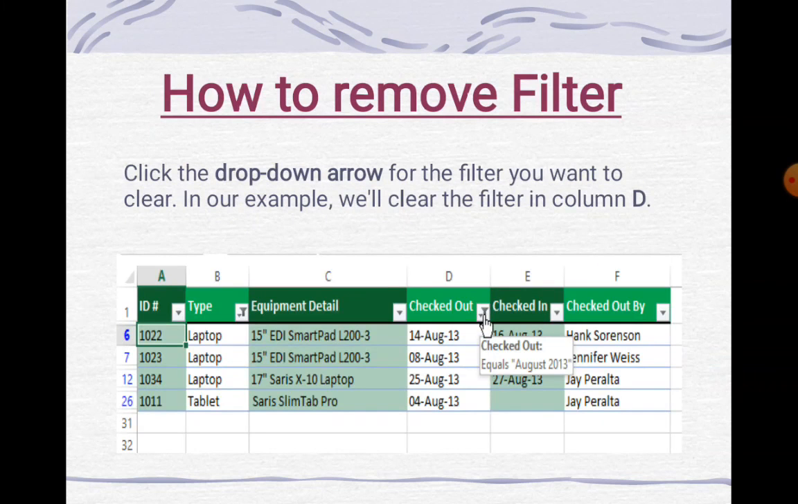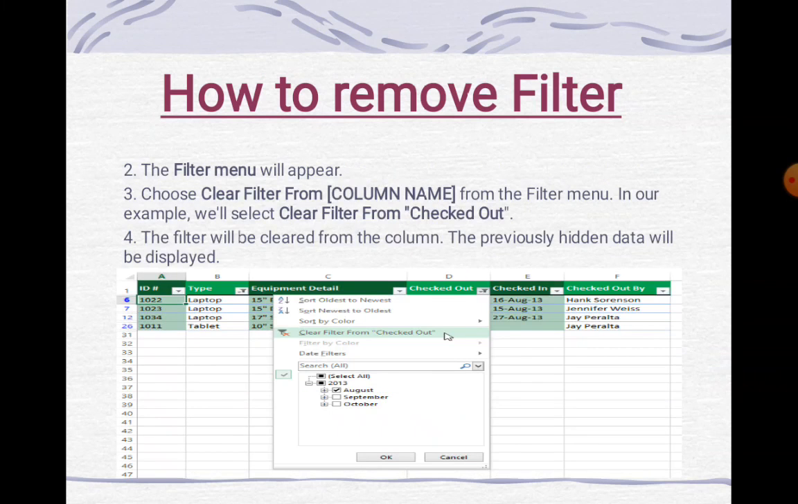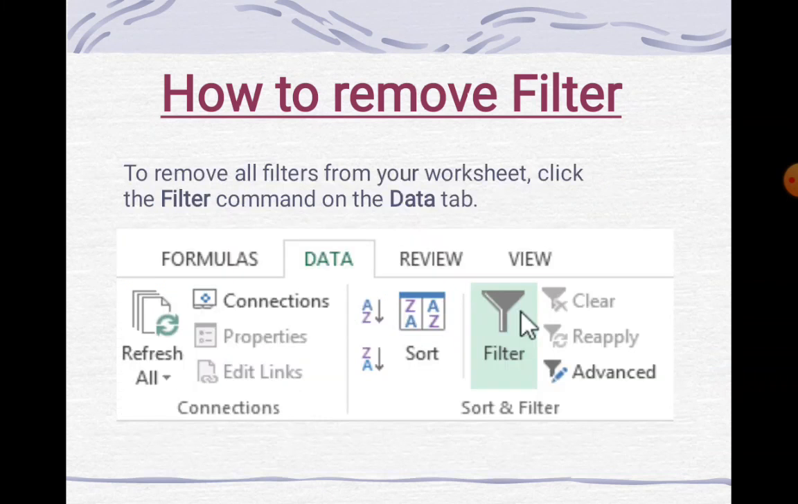Now see how we can remove the applied filter. Click the drop-down arrow for the filter you want to clear. In our example, we'll clear the filter in column D. The filter menu will appear. Choose Clear Filter from the column name from the filter menu. In our example, we'll select Clear Filter from Checked Out. The filter will be cleared from the column. The previously hidden data will be displayed. To remove all filters from your worksheet, click the Filter command on the Data tab.